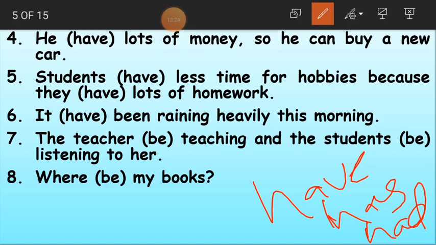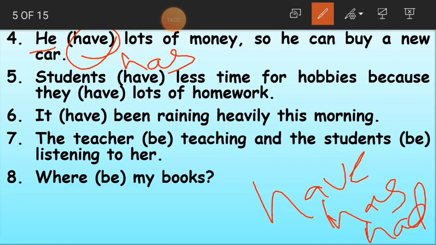He have lots of money. What is here? A singular subject. What did we say? When the subject is singular and we are having have verb, it is going to change as has. This verb changes as has. He has lots of money, so he can buy a new car. Understood, children? Yes. Now, this sentence is in present tense again. That is why we are using has.